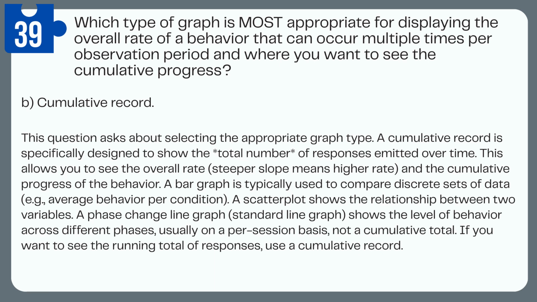A bar graph is typically used to compare discrete sets of data, for example, average behavior per condition. A scatter plot shows the relationship between two variables. A phase change line graph, a standard line graph, shows the level of behavior across different phases, usually on a per-session basis, not a cumulative total. If you want to see the running total of responses, use a cumulative record.